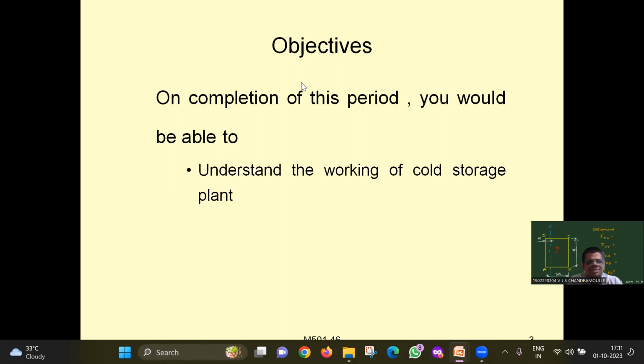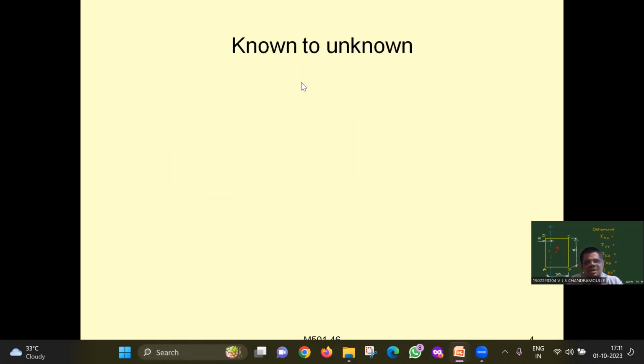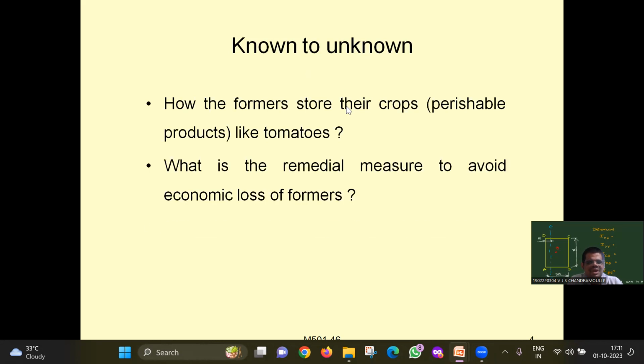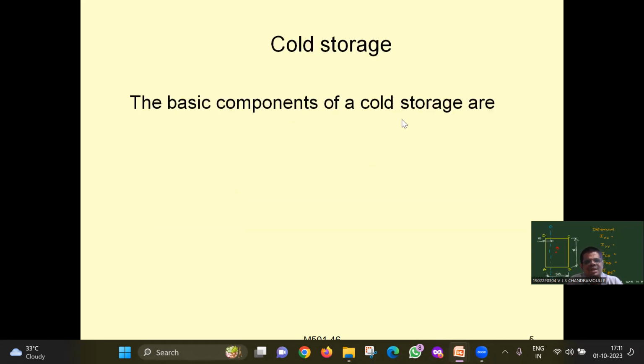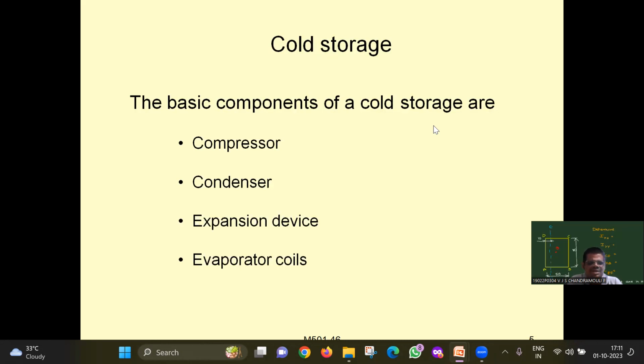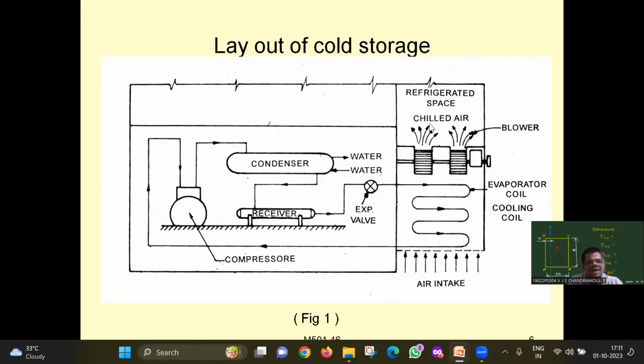Okay. So here we are going to discuss about what is the working of cold storage plant. So these are not necessary. So the basic components of cold storage plants are compressor once again, condenser same, expansion device, evaporator coils, and this is the layout.